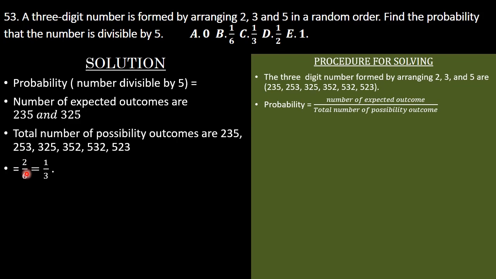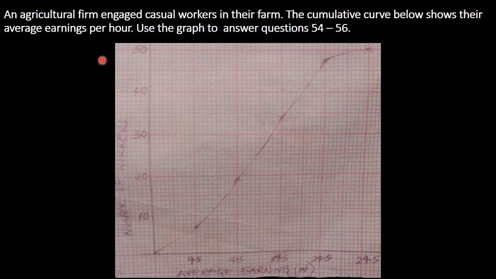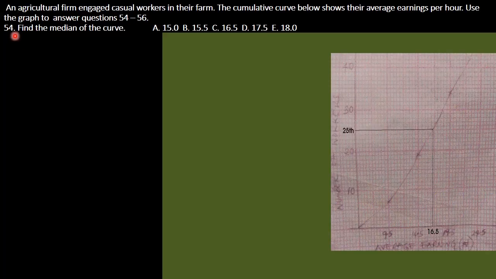Question 54. An agricultural firm engaged casual workers in their farm. The cumulative curve below shows their average earnings per hour. Use the graph to answer questions 54 to 56. Question 54. Find the median of the curve. Let's check the procedure for solving this.